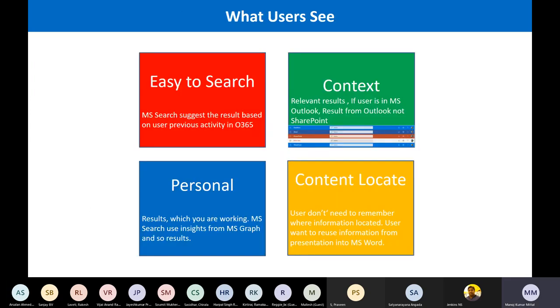So there are a few key pillars which I figured out from this entire experience and what the users see. Basically first, it's easy to search. Microsoft Search suggests results based on the user's previous activity, and it uses the Microsoft Graph for those insights. Context: if you see the small pictures here, whether we are in Outlook, Word, PowerPoint, Office 365 or SharePoint, we give a consistent and relevant experience as well as contextual information.